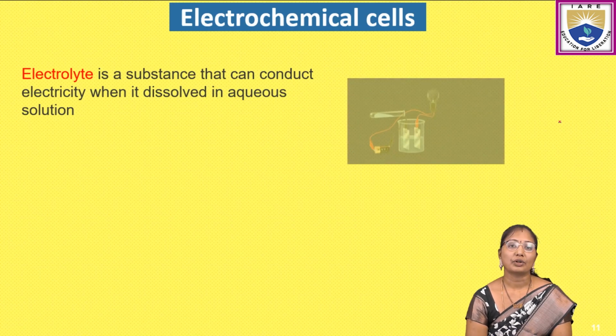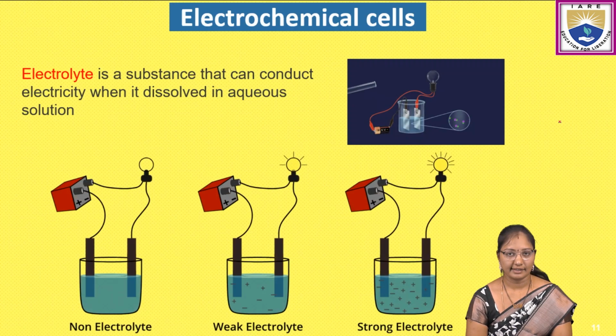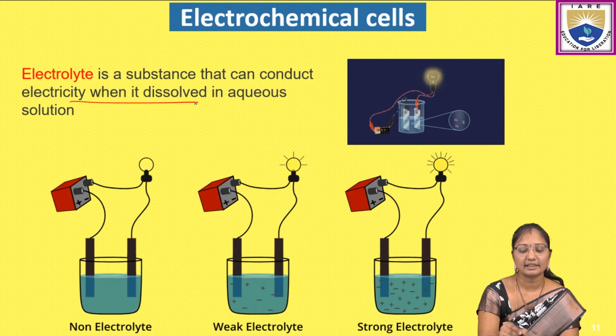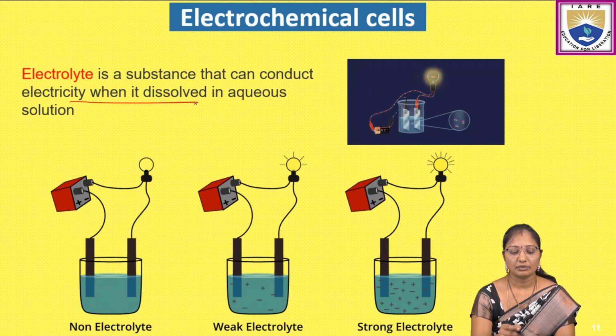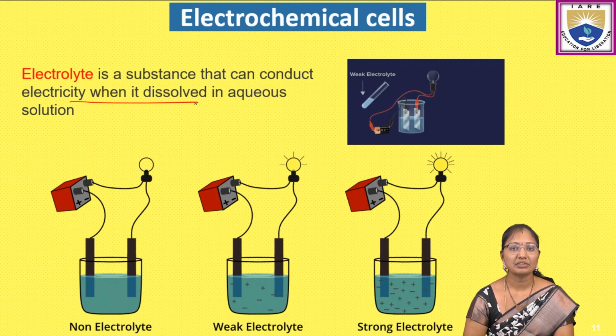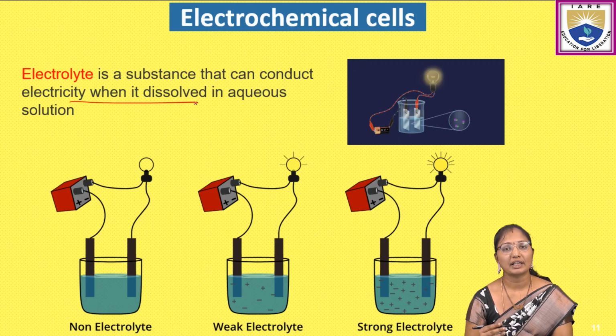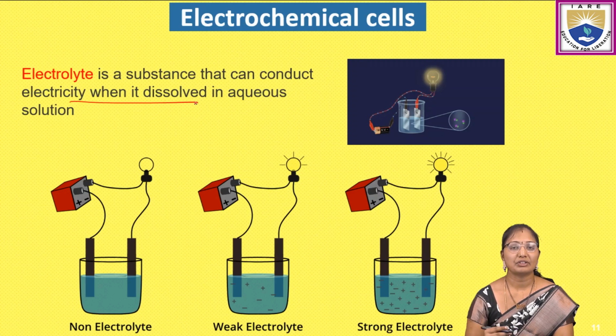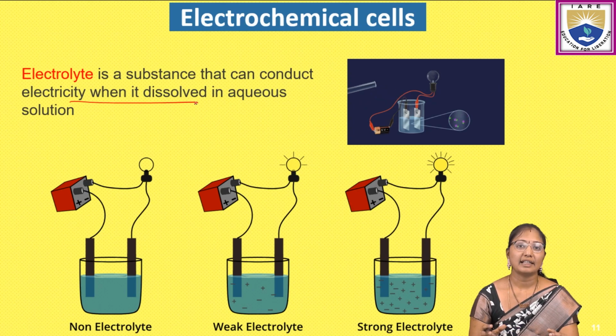So what is an electrolyte? An electrolyte is a substance which conducts electricity when it is dissolved in aqueous solution. When electrolytes are mixed with water, they form an ionic solution. These electrolytes easily dissolve in water, forming an aqueous solution, which conducts electricity.